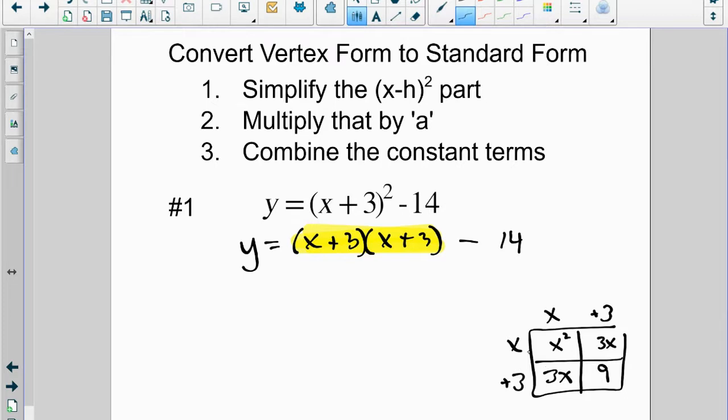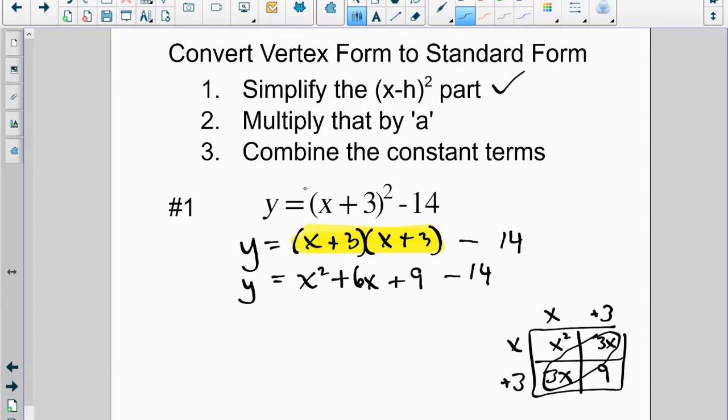So when I multiply together x plus 3 times x plus 3, I get x squared plus 6x when I add those 3x's together. 3x plus 3x is 6x. And then I have plus 9 in the last box. Now that's just the part highlighted in yellow there. I still have the minus 14 as part of this quadratic function. So I simplified the x minus h squared part.